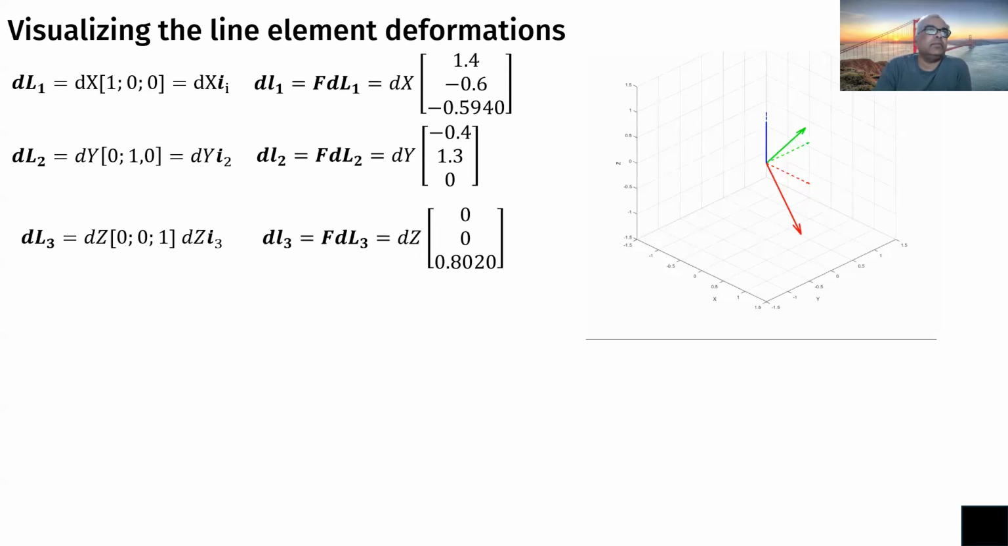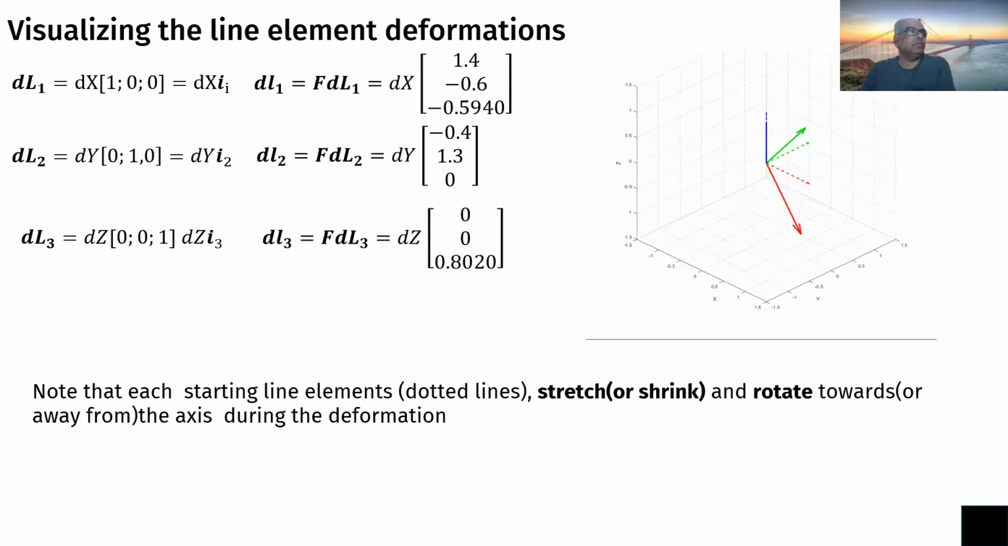You have the red vector being the X line element, the green vector being the Y line element, and the blue vector being the Z line element. Okay, so let's play that again so that you understand how this works. So there you go. So I just took the column vectors and drew it and animated it. That's all. Okay, so you can understand how it deforms.